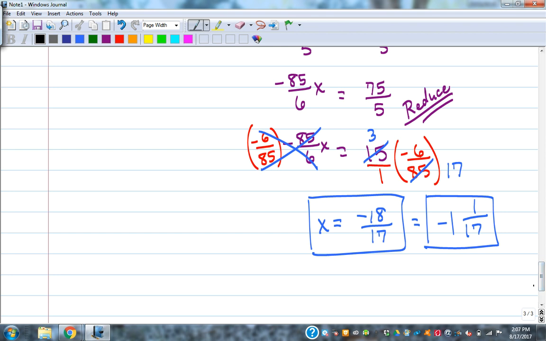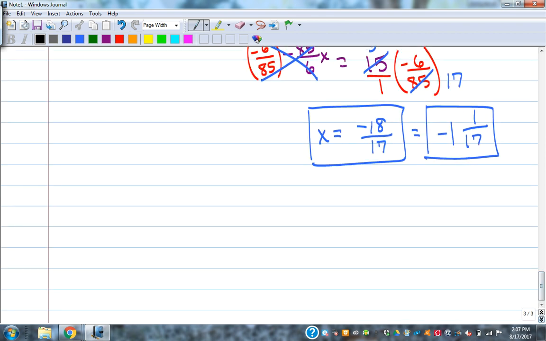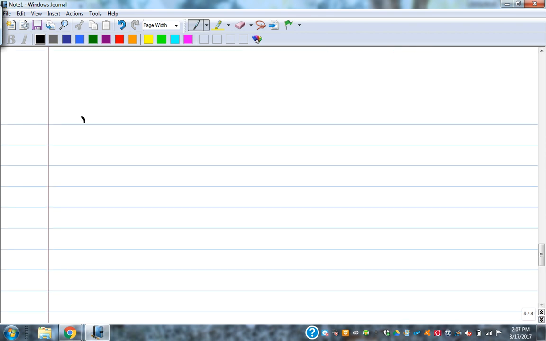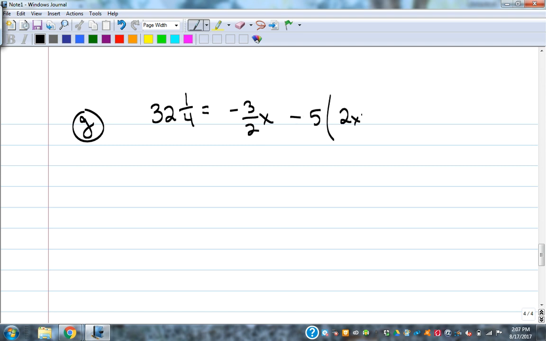Okay, let's do one more. Let's flip the thing around. So it's 32 and a fourth equals negative 3 over 2x minus 5 parentheses 2x minus 1/4. So I'm gonna mix integers and fractions all together here, and try to put it all together and get x.